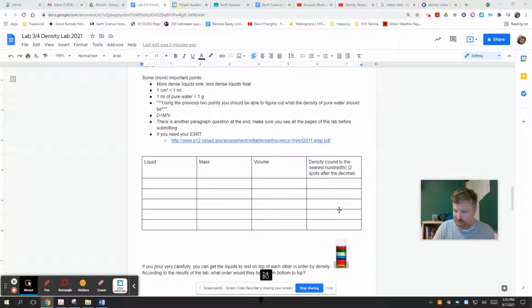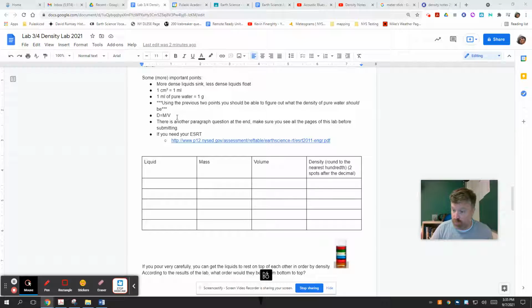When you do these, here's a quick check. If you make a mistake with mass, which isn't unusual, these are going to look funny. Your densities should really all be in the ballpark of 1. Some are going to be a little more dense than water. Some are going to be a little less dense than water. If they're way away from 1, something's wrong. Let me know. We'll help figure it out.